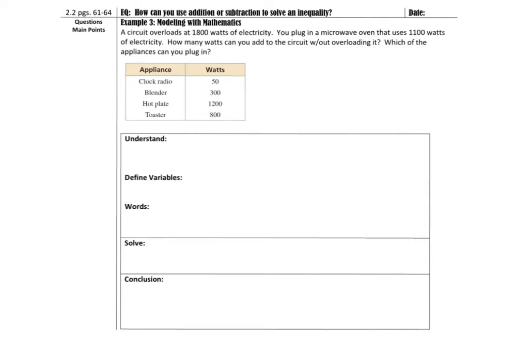So first we have to understand, what is the problem asking us? Let's define our variables and let's write the problem in words. We know that the oven uses 1100 of the 1800 available. So this is going to use an inequality symbol because there's only 1800 available. That means we cannot go over 1800. Which inequality symbol do you think we should use?